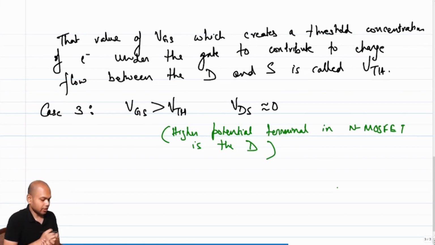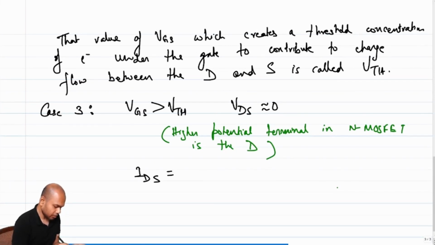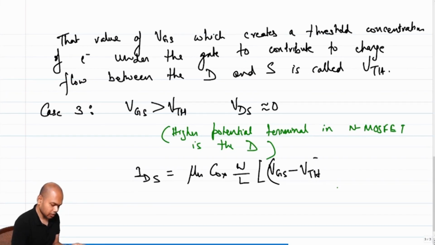thing to answer is what will be the value of the current, or what will be the governing equation of the current. And as it turns out, there is a very nice closed form solution of the governing equation, and that is as follows. So we call this IDS is equal to mu n C ox. I will explain what these terms mean. W over L times VGS minus threshold voltage times VDS minus half of VDS squared.